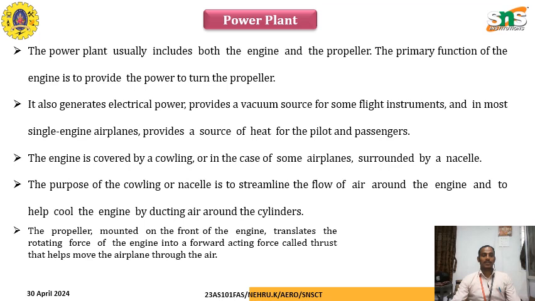The engine is covered by a cowling, or in the case of some airplanes, surrounded by a nacelle. The purpose of this cowling or nacelle is to streamline the flow of air around the engine and to help cool the engine by ducting air around the cylinders. The propeller mounted on the front of the engine translates the rotating force of the engine into a forward acting force called thrust that helps to move the airplane through the air.